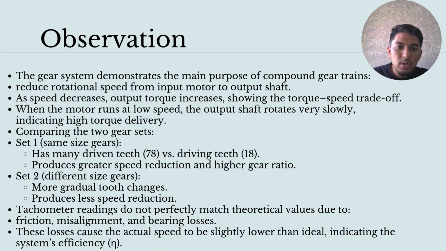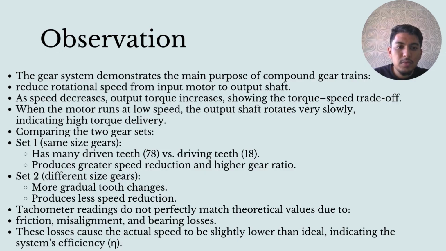Compared to the input torque, this illustrates the fundamental torque-speed trade-off of a gearbox. For example, when the motor is set to a low speed, the output shaft is observed to rotate very slowly, which suggests it is delivering high torque.